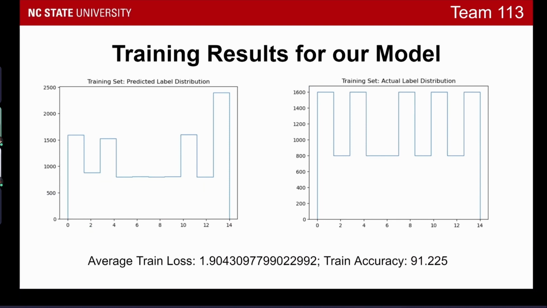To transition from our baseline model to our final model and optimize our hyperparameters, we experimented with increasing the resolution and number of epochs, adding more fully connected layers and dropout for those layer outputs, and applying batch normalization to all convolutional layer outputs. We discovered that adding one more fully connected layer with dropout for this layer output resulted in the best performance of all the trials we ran. Our average training loss here was 1.904, and we achieved a training accuracy of 91.225%.